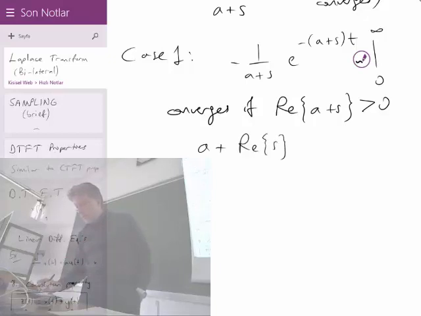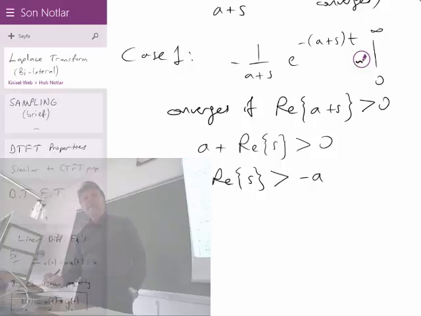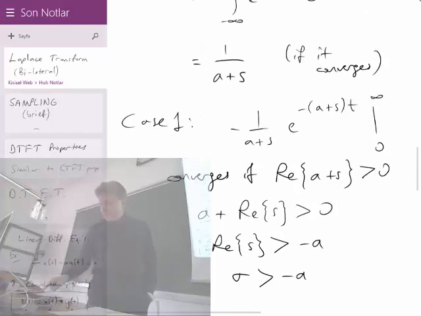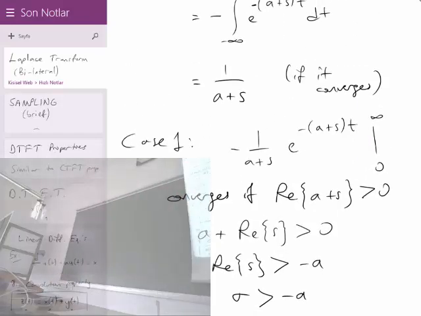Real part of s must be greater than minus a. You can also write it like this: sigma is greater than minus a. If sigma is greater than minus a, sigma is the real part, then a plus sigma will still be positive. For example, let's say a is equal to 2, then sigma must be greater than minus 2. If it is minus 1, 2 plus minus 1 will still be positive. It will be 1, and it will still decay.